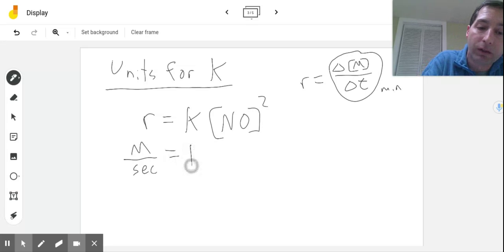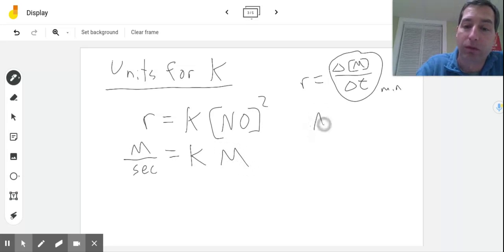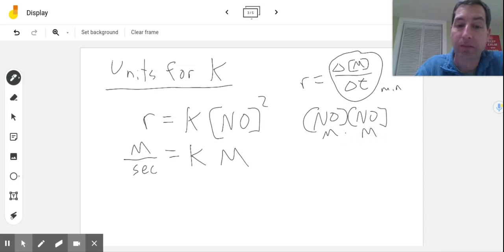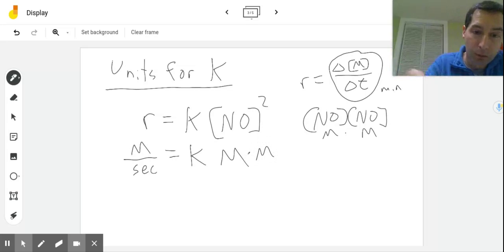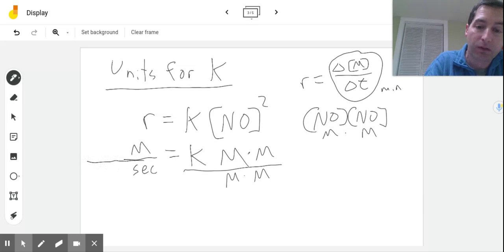We want to find the units for K, and then the units for concentration are always moles per liter, which is molarity. Now, since it's squared, we could have written that like NO to the first times NO to the first again, which would mean we would have a molarity times a molarity. So we can write it that way here, or we can write molarity squared. Now, when we solve this for K, we're going to divide both sides by these two molarities, which means over here, they go in the denominator as well.